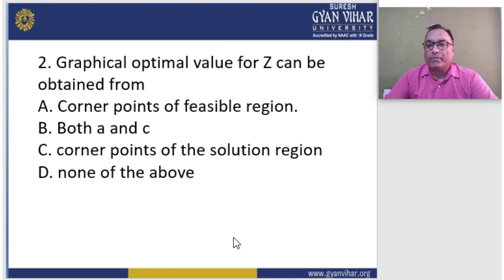Here, the graphical optimal value of Z can be obtained from the, here 4 options are given. Corner point of feasible region, both A and C, corner point of the solution region, none of the above. So here A is right. A is the right answer. This is the corner point of the feasible region. Then move to the next problem.